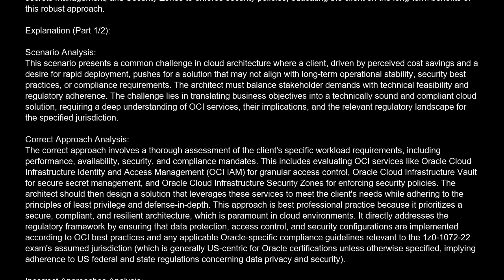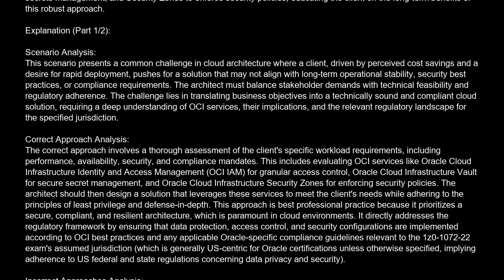Explanation. Scenario analysis. This scenario presents a common challenge in cloud architecture where a client, driven by perceived cost savings and a desire for rapid deployment, pushes for a solution that may not align with long-term operational stability, security best practices, or compliance requirements. The architect must balance stakeholder demands with technical feasibility and regulatory adherence. The challenge lies in translating business objectives into a technically sound and compliant cloud solution, requiring a deep understanding of OCI services, their implications, and the relevant regulatory landscape for the specified jurisdiction.